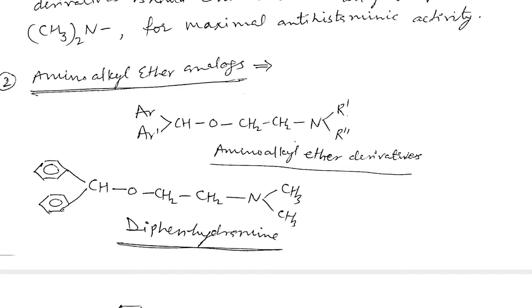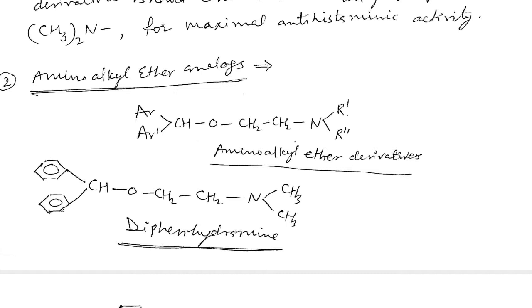This is the general formula: Ar-CH-O-CH2-CH2-NR1R2. There is an ethylene group and N with R1 and R2. That is the meaning of amino alkyl ether derivative: amino alkyl, an ethylene amine, and ether, a single-bonded oxygen. So this is the general formula of this category of drug. Now we are discussing examples of these amino alkyl ether analogs.